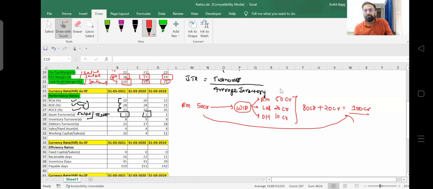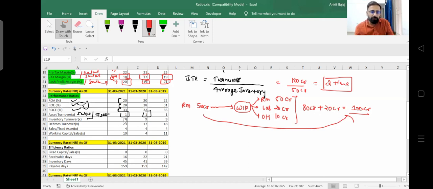So in my case, what will be the inventory turnover ratio? You are achieving sales of 100 crore rupees, and your average inventory, which is there in the balance sheet, is 50 crore rupees. So here inventory turnover ratio is 2 times. Or you can say you are able to convert your inventory into finished goods 2 times. This can be another answer.